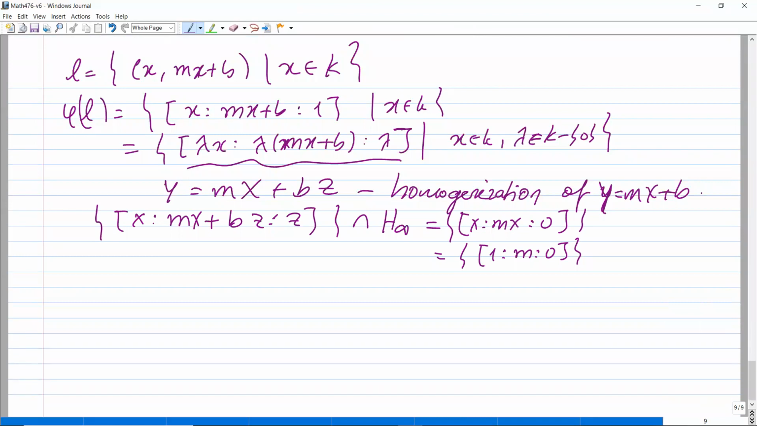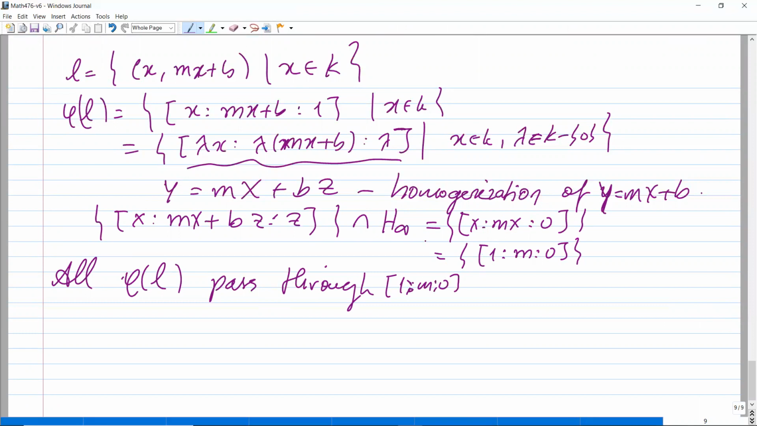So in particular, all these phi of L's pass through (1, m, 0) in the projective space. So if L is a line of slope m, then its image, they all pass through the same point. We can visualize this like this.